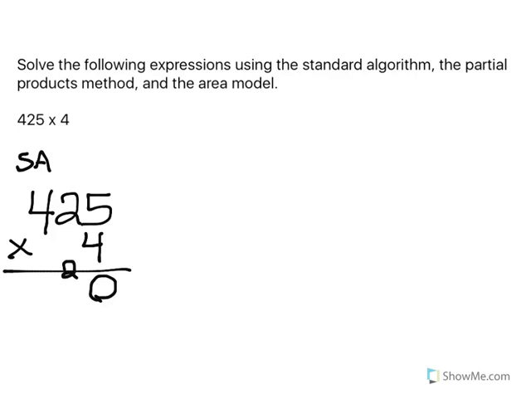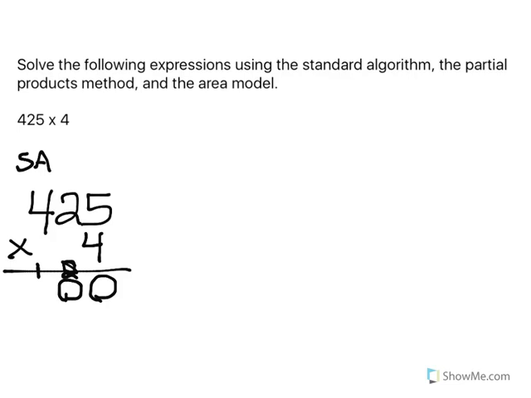Then I do 2 tens times 4, which is 8 tens, and 8 tens plus 2 tens is 10 tens. So 10 tens equals 100. So I know I put a 0 in my tens place, and I put my 100 in the hundreds place, and I cross out my 20 for my 2 tens that was left over from 5 times 4.